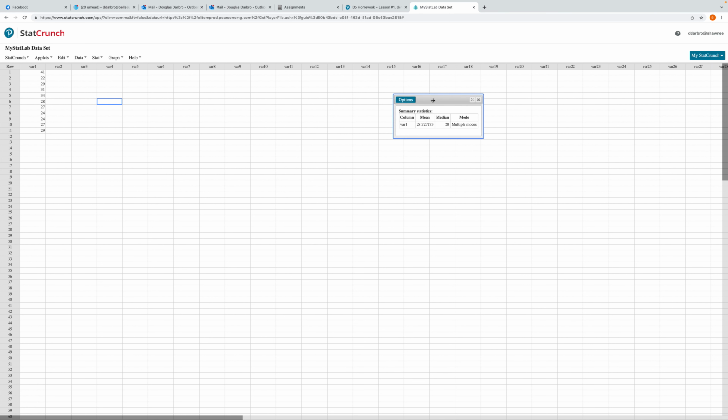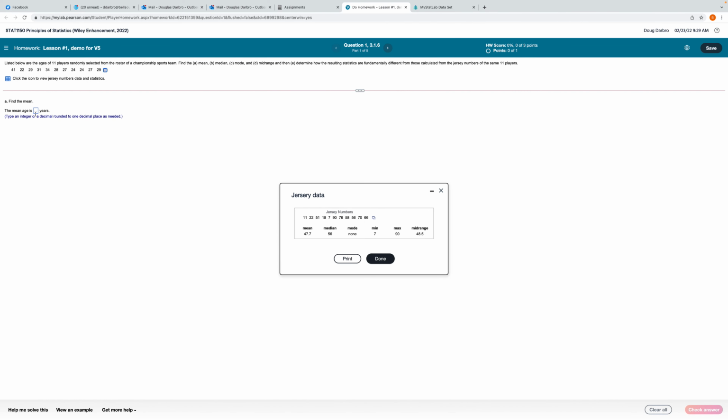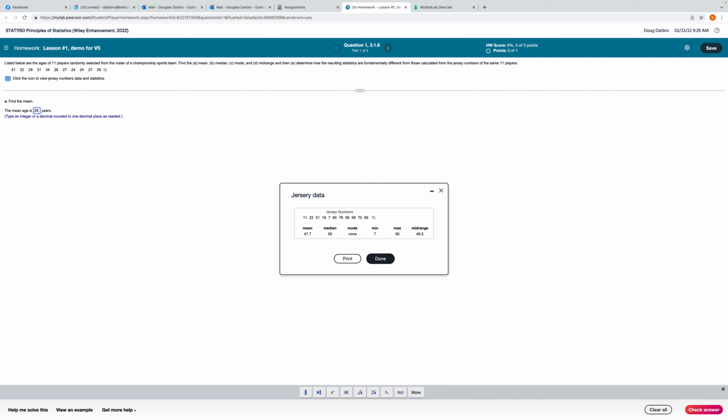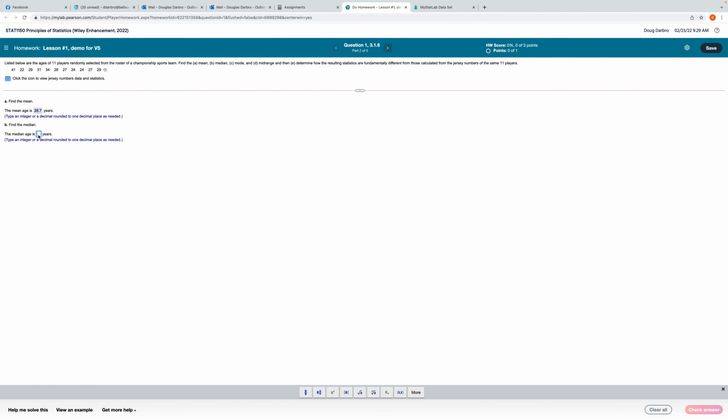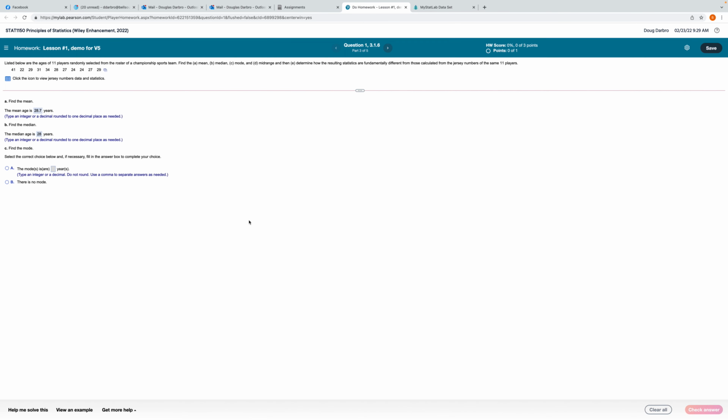So it looks like the mean is going to be 28.7. The median is 28. And for the mode, there are multiple modes, so let's see how we're supposed to handle that. So mean 28.7, median 28, and at mode, there were multiple modes. So I guess we're supposed to just type that in right here.